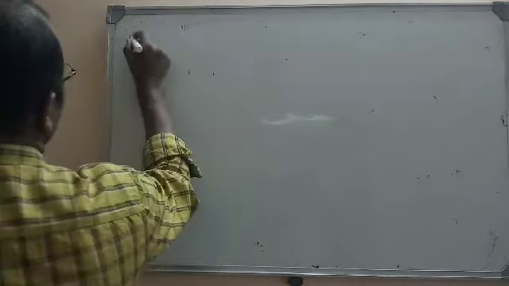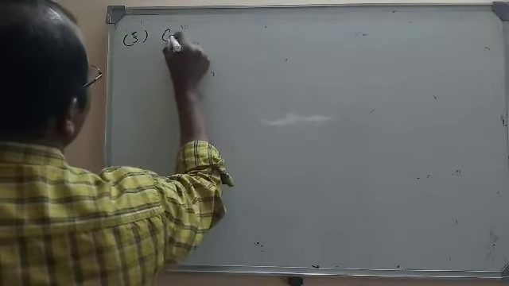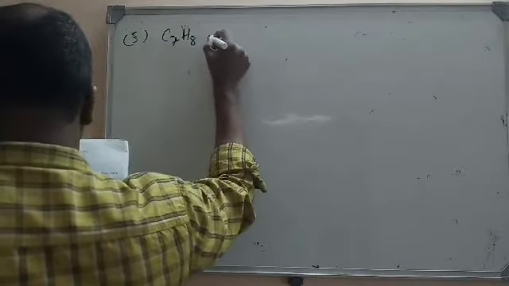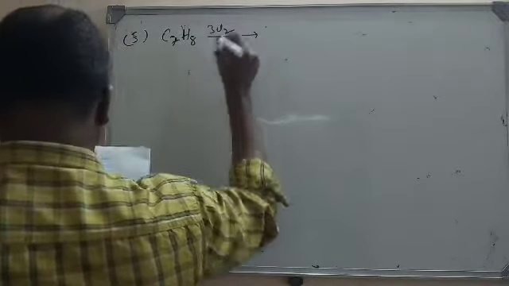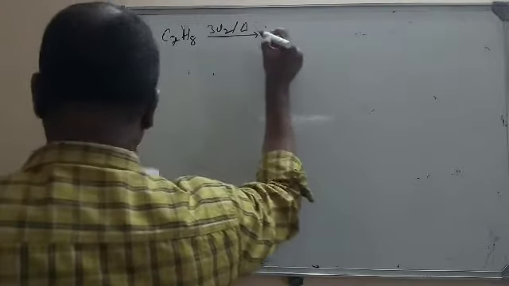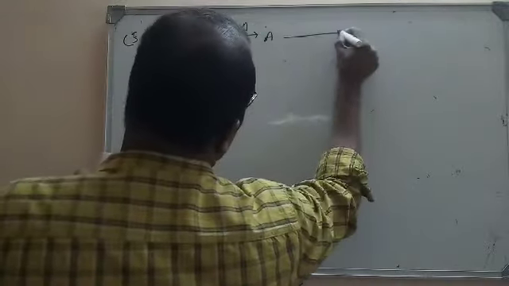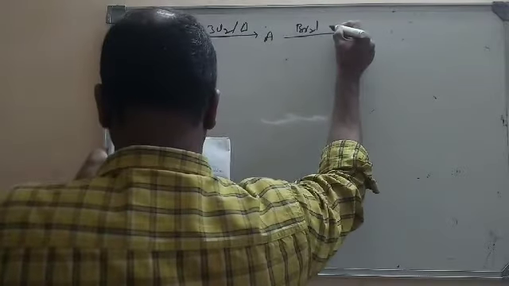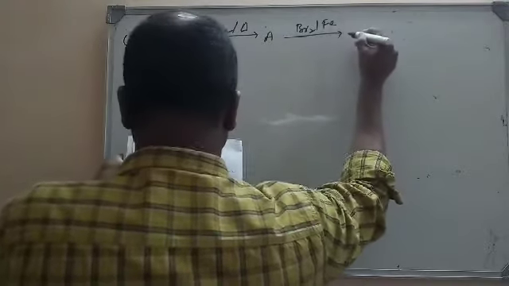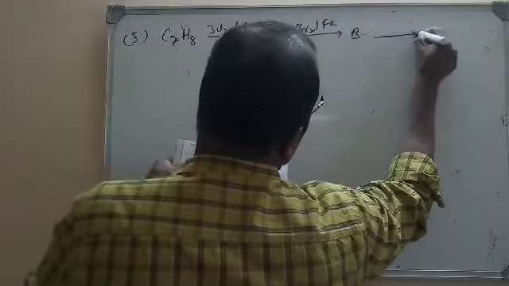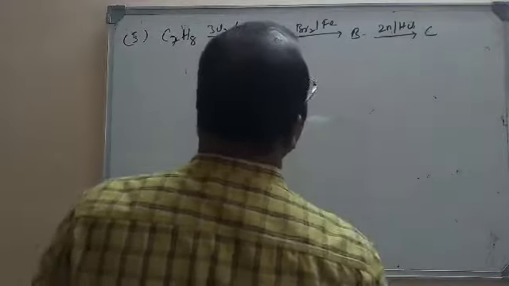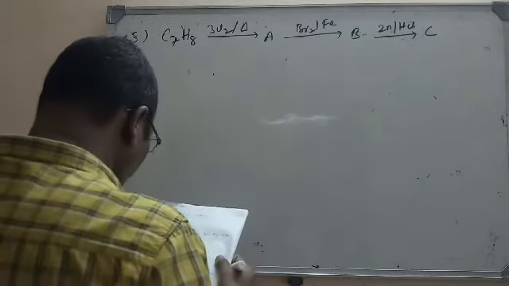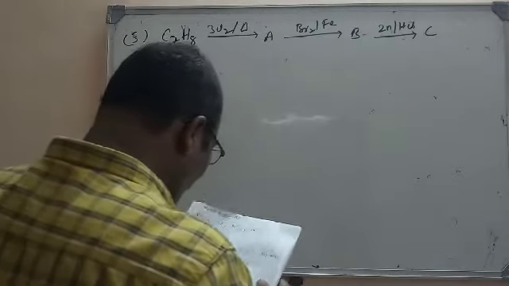Here one sequential reaction is given. Methods of preparation it is. See here C7H8 is given, some molecule, and that is treated with chlorine on heating. It is giving a product A, and that is again brominated in the presence of iron, giving a product B, and again that is treated with zinc and HCl, probably a reduction. So C is given here.